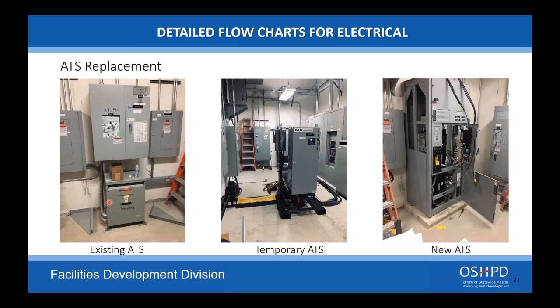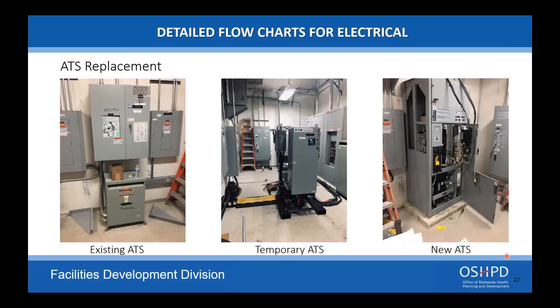here's an example of an existing unit that was getting old and needed to be replaced. They did set up a temporary system on a skid and wired it up, got it functional, and they were able to pull out the old system and replace it with the new one. Again, this was the scope of the project. They did not have to go beyond the walls of this room to do anything.